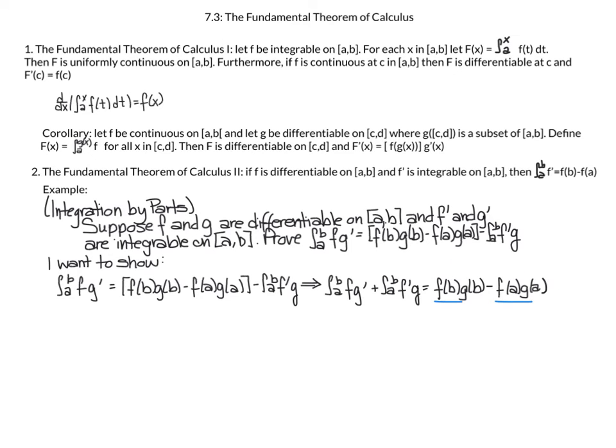And you can see, because of this f of b g of b minus f of a g of a, it follows this form here of the Fundamental Theorem of Calculus Part 2. So we will be using this fundamental theorem in our proof. We are going to define a new function h, which is just the product of f times g, so that h prime, using the product rule for derivatives, is equal to f g prime plus f prime g.